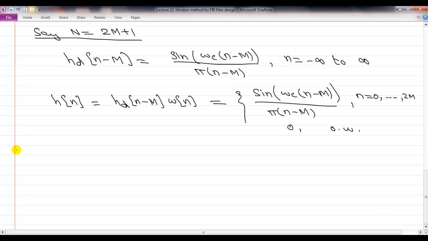Now we can do the same for high pass filter. We can say we are interested in designing an FIR high pass filter.